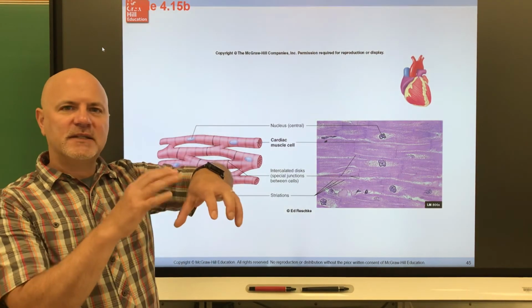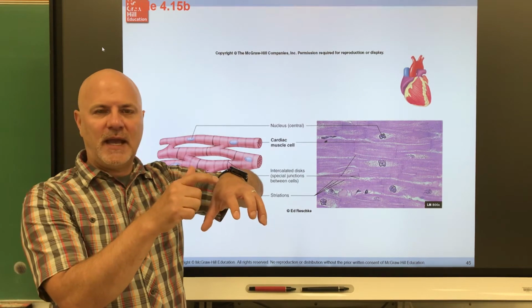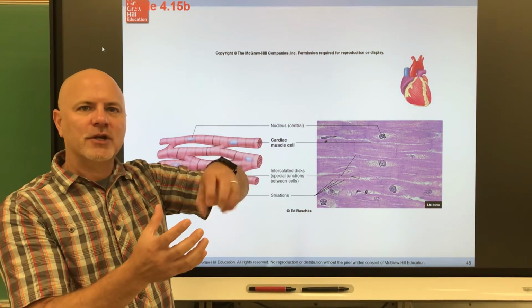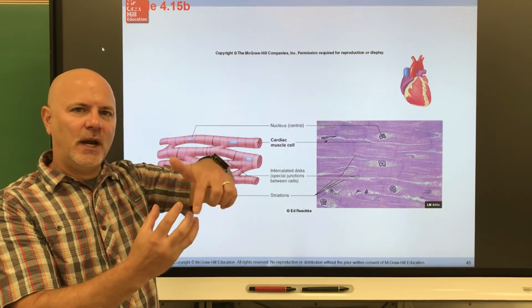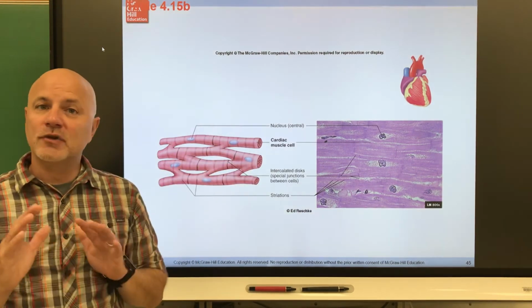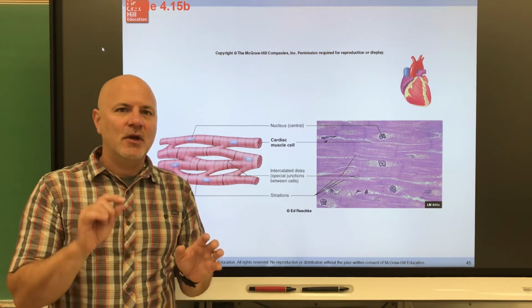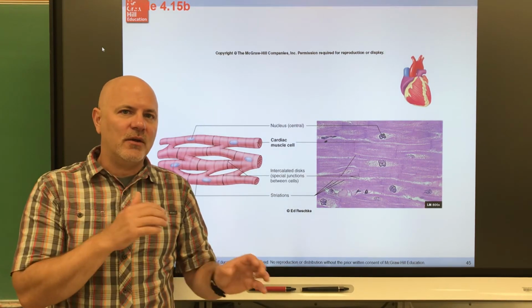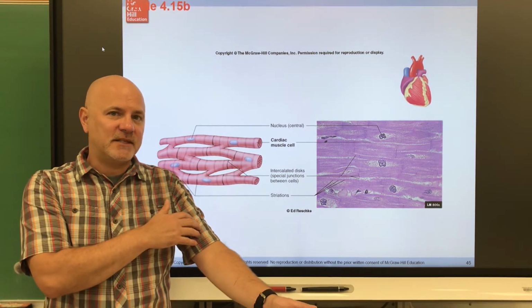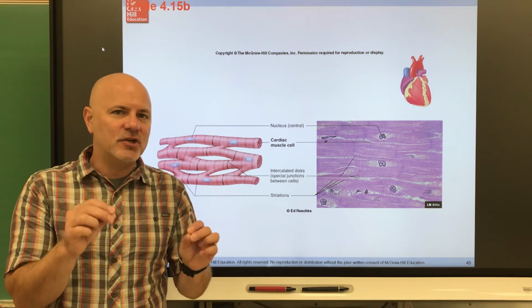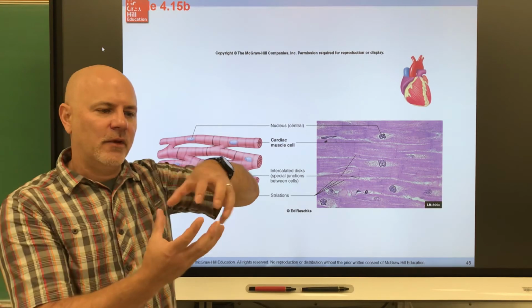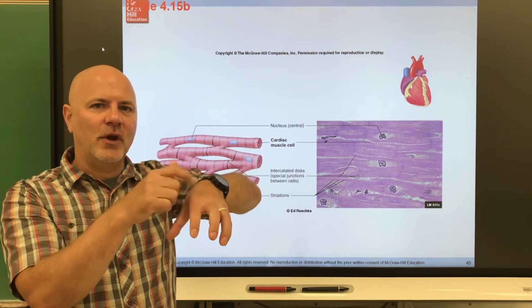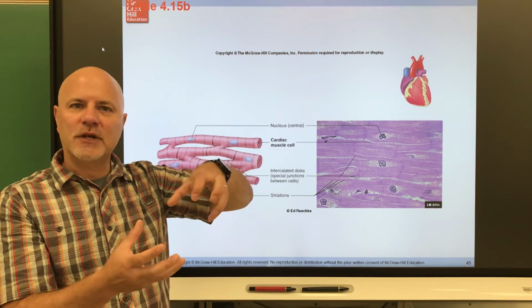If one cell is stimulated in that entire network, the whole network contracts. Same thing with the ventricles. You stimulate it in one area, the whole thing contracts. This is different from skeletal muscle. In order for me to contract all the muscles in my biceps brachii, I have to individually stimulate each muscle cell. I don't have to do that with cardiac muscle. All I have to do is stimulate one of those muscle cells, and the entire network contracts.